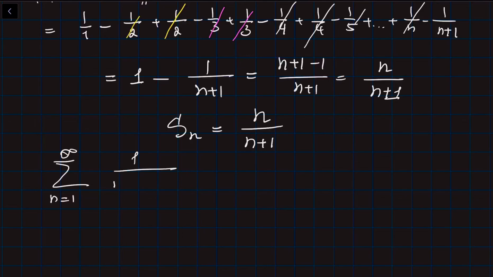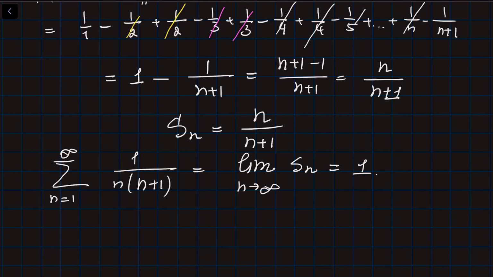And if I would like to find the sum of the infinite series, I need to find the limit of the partial sum when n goes to infinity. It is going to be equal to 1. So this is also one of the interesting cases where we can find the sum of the infinite series using this kind of trick.